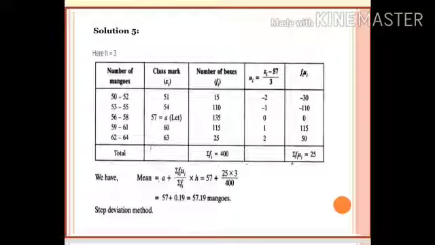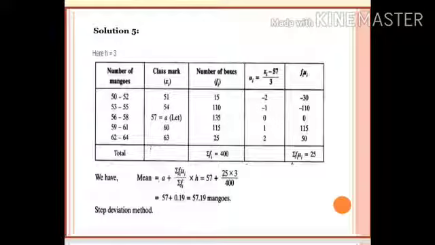Now fi into ui. So fiui is 15 into minus 2, minus 30; 110 into minus 1, minus 110; 135 into 0, 0; 115 into 1, 115; and 25 into 2, 50. Now sigma fi is 400 and sigma fiui is 25.